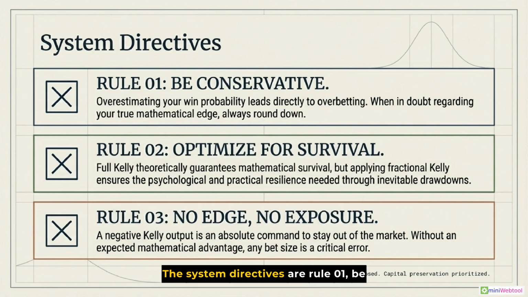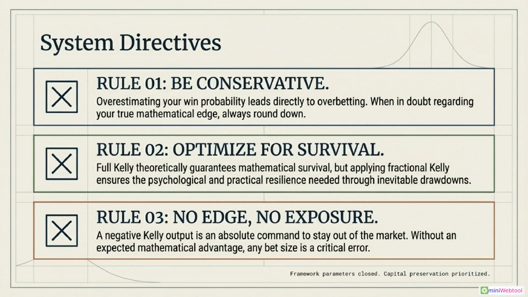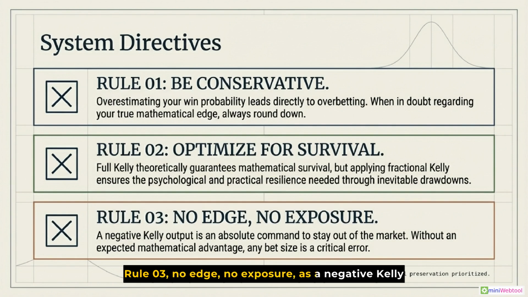The system directives are: Rule 01, be conservative and always round down your win probability when in doubt. Rule 02, optimize for survival, using fractional Kelly for resilience against drawdowns. Rule 03, no edge, no exposure, as a negative Kelly output means stay out of the market.